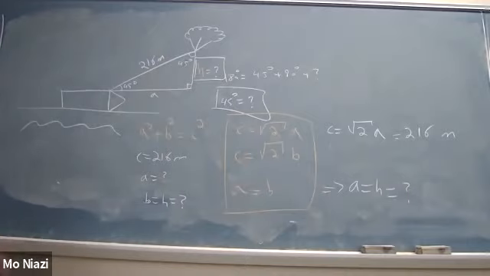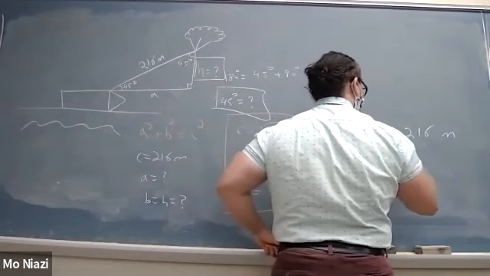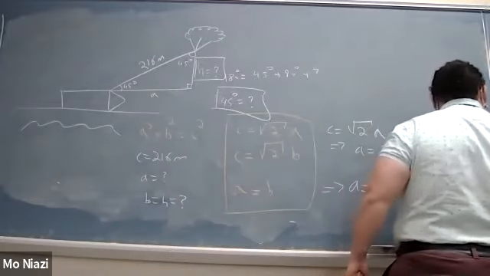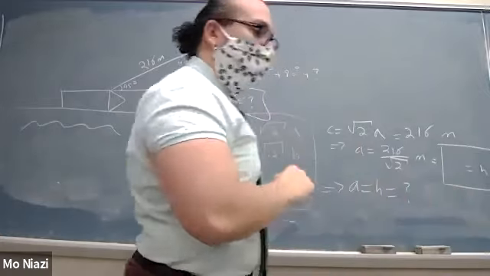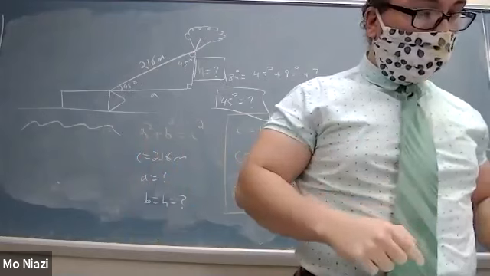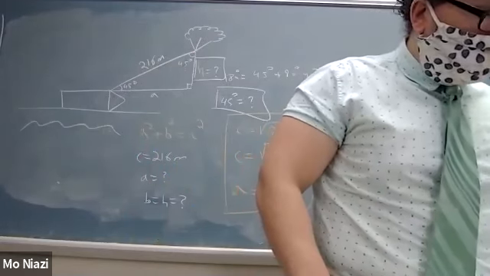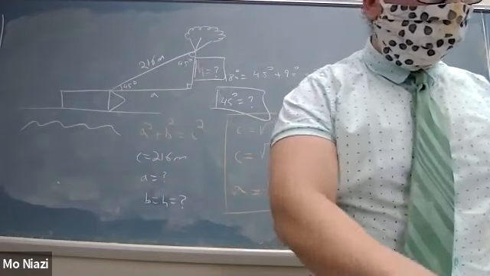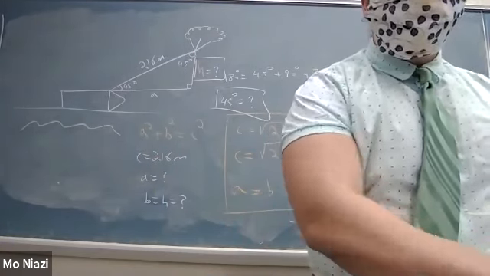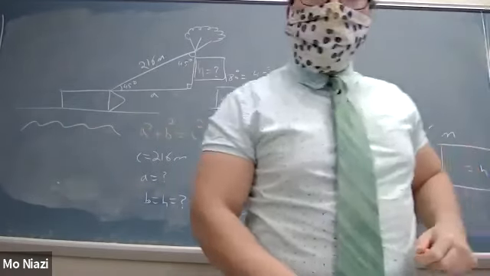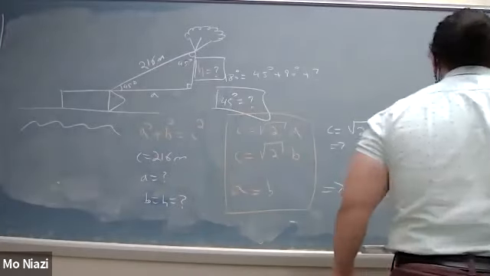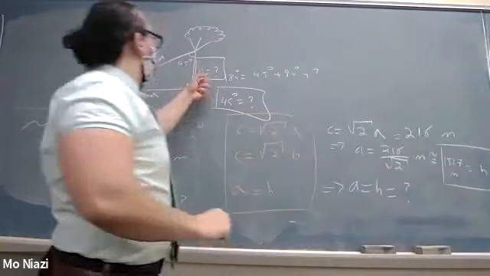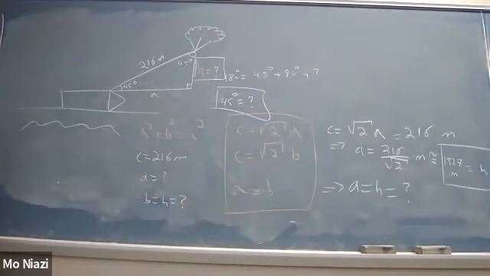By doing what? Yes. So A, which is the same thing as H, is 216 divided by square root of 2. Whenever you plug that into your calculator, what do you get? Approximately 152.7 meters. So we know what the height is, 152.7 meters.